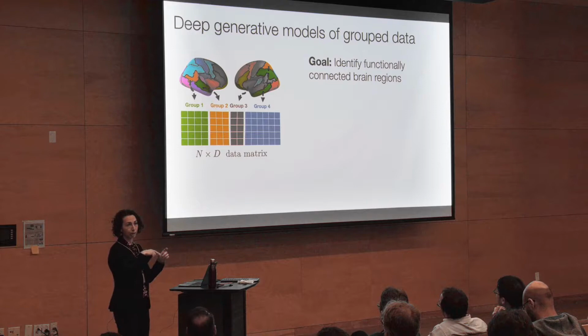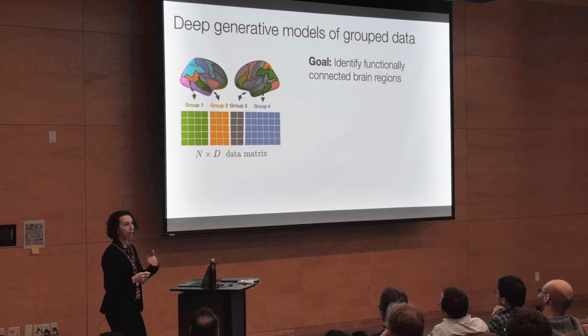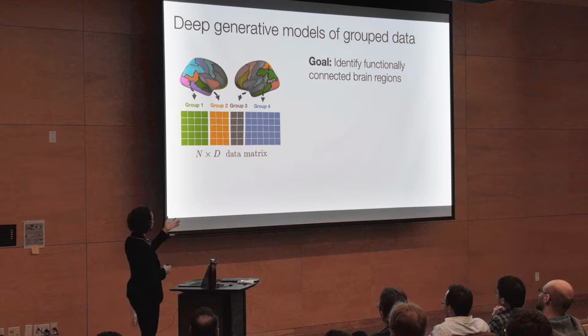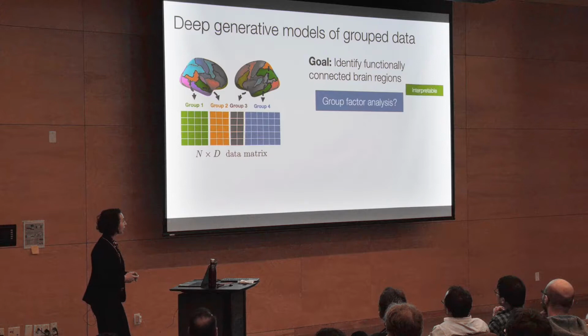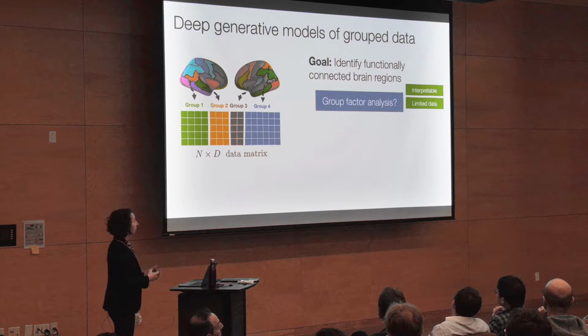And the number of these signals in each one of these groups varies depending on what group we're looking at. So for this type of analysis, where you have these groups of observations and you're trying to understand relationships between these groups, you might think of using a group factor analysis method. So these methods tend to be fairly interpretable and can be made to handle limited data.